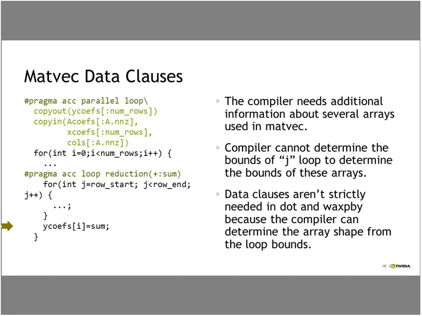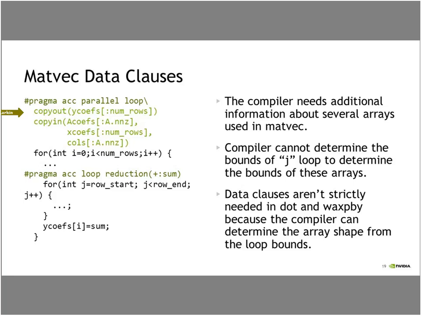Now, I went ahead and put a directive in here because I happen to know that I don't need the initial values of Y coefficients. I only need the ending values. And so up at the top here, right about there, I added my own copy out clause. And so now I'm telling the compiler, well, you don't need to copy this in, just copy it out for me.